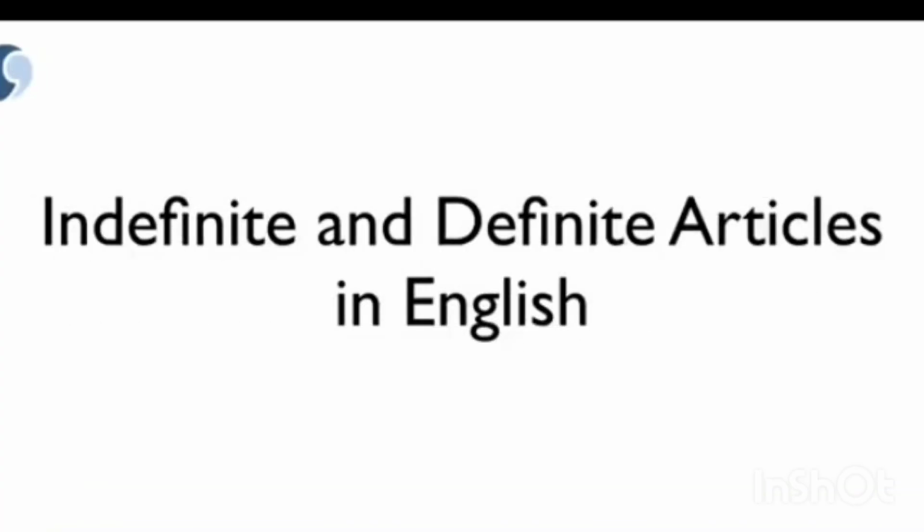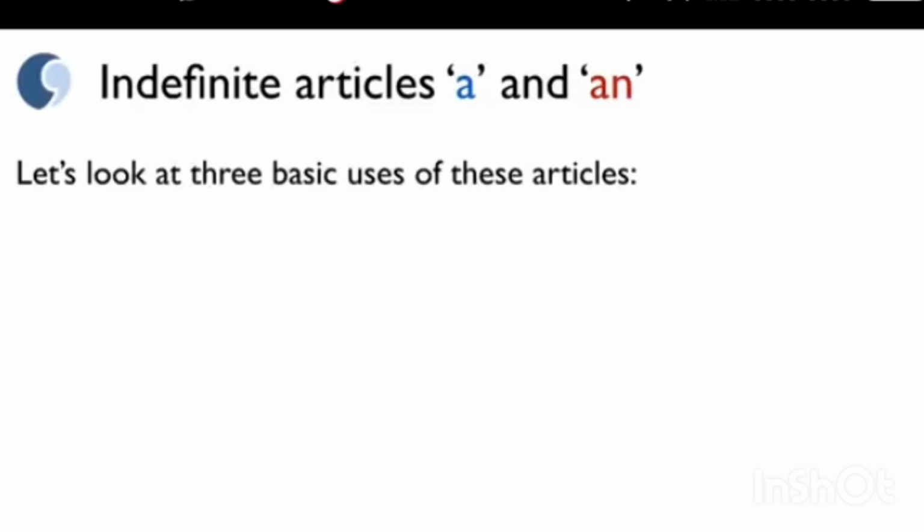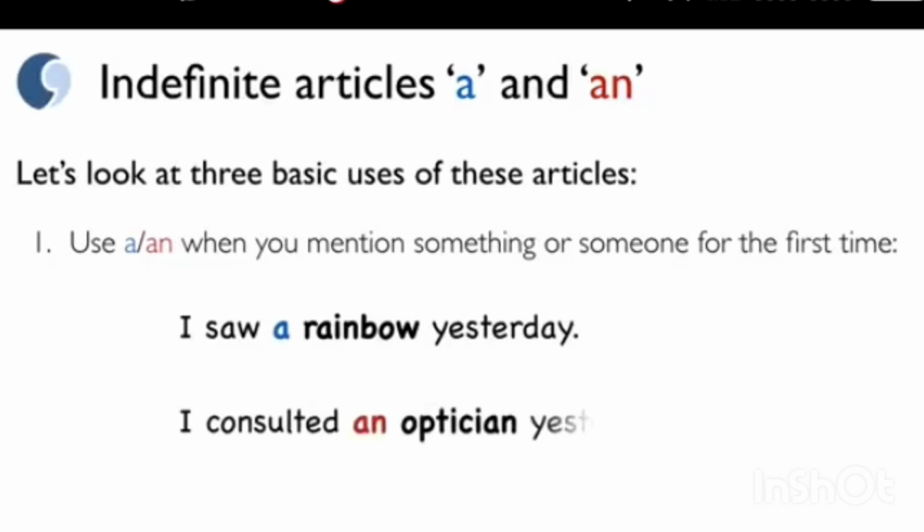Indefinite and definite articles in English. Part 1. Basic uses. With indefinite articles a and an. Here are three basic uses of these articles. Firstly, use a or an when you mention something or someone for the first time. For example, I saw a rainbow yesterday, or I consulted an optician yesterday.